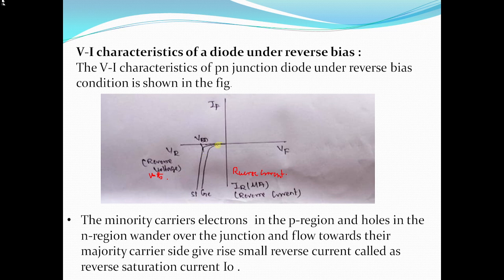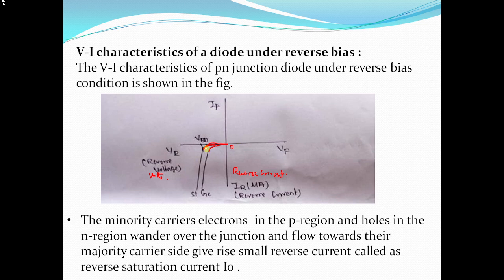So what happens is, here there is no current due to majority charge carriers, but there is a small current due to minority charge carriers. So what is that current called? It is called reverse saturation current.